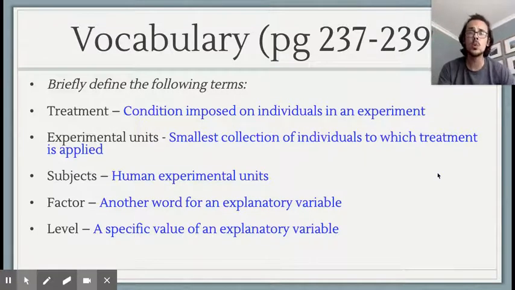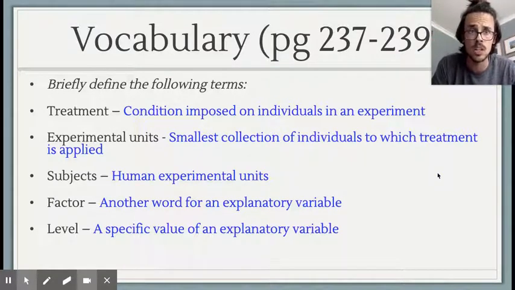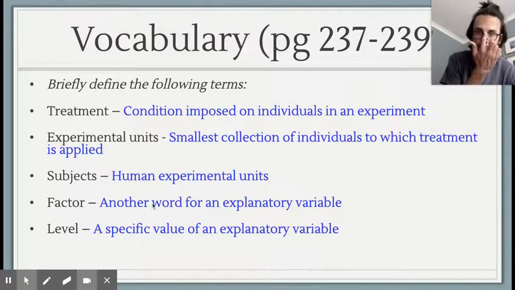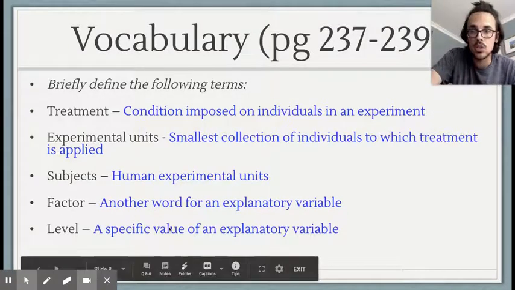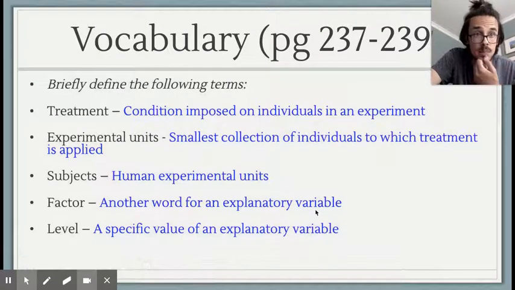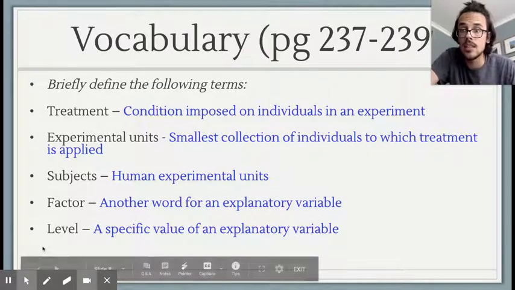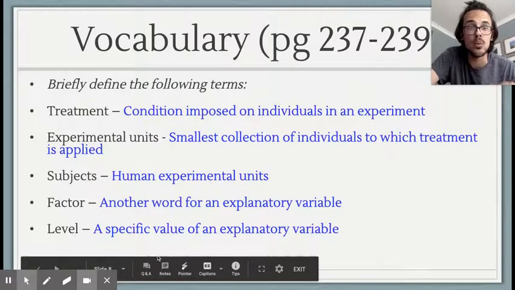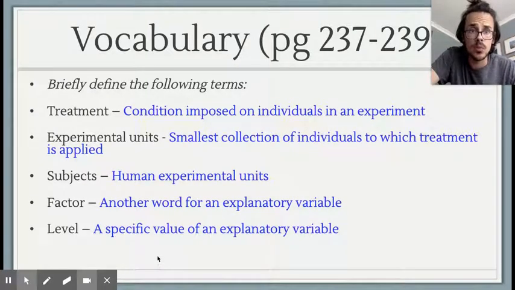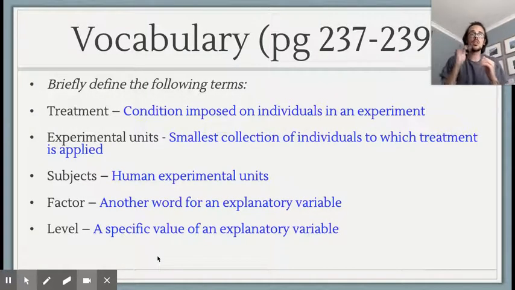But when it's a human who you are testing on, you don't call them an experimental unit because that's very off-putting and weirdly impersonal. We tend to call them subjects instead. So subjects is a word for human experimental units. A factor is another word for your X variable or explanatory variable. So a factor and an explanatory variable are synonyms of one another. And lastly, level refers to the value of your explanatory variable. So in my problem, the levels would be no caffeine and caffeine.